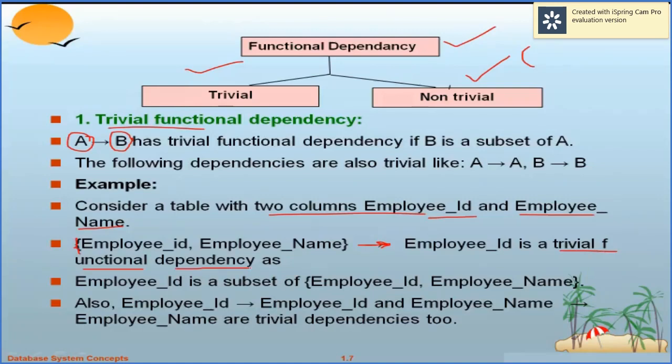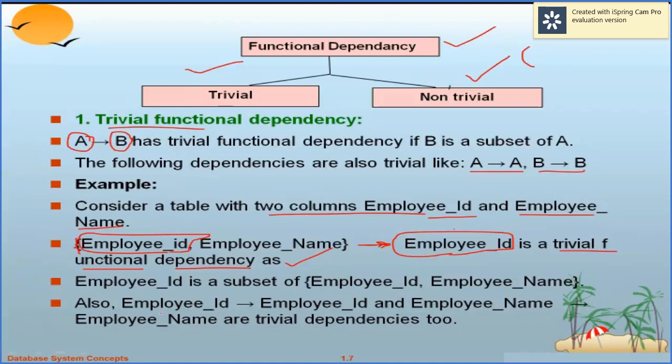How? Because employee ID is also present in the subset of employee ID and employee name. That means employee ID is a part of the subset. That's why I say this is a trivial functional dependency. Apart from this, there's one more condition through which we can say a functional dependency is trivial, that is self-dependency. So A tends to A or B tends to B. This condition is also taken as a trivial functional dependency.